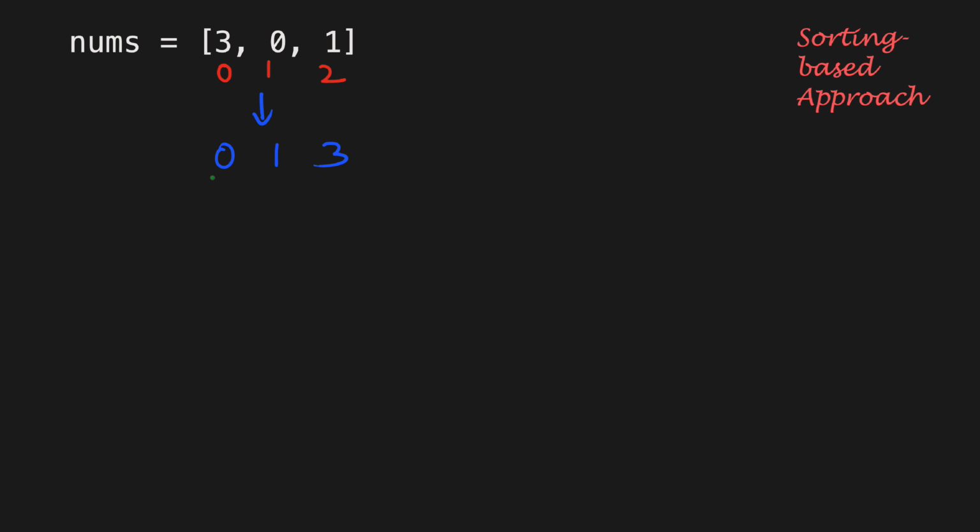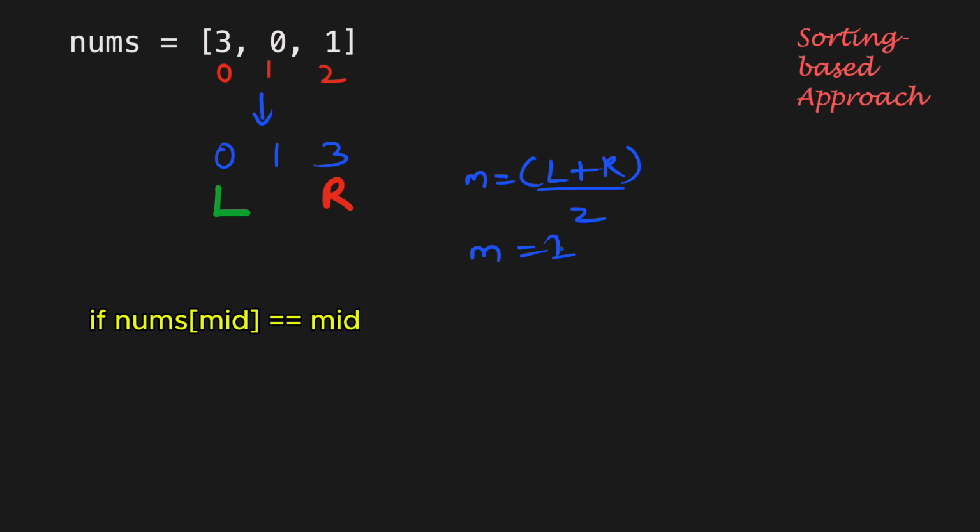But since the array is sorted, we can optimize it further by using the binary search. In binary search, we take 2 pointers left and right on either end of the array, and then we calculate the middle index by using the formula (left + right) / 2. Here, for example, L is 0 and R is 2, so midpoint will be equal to (0 + 3) / 2, equal to 1. Then we check if the element at the middle index matches the value.